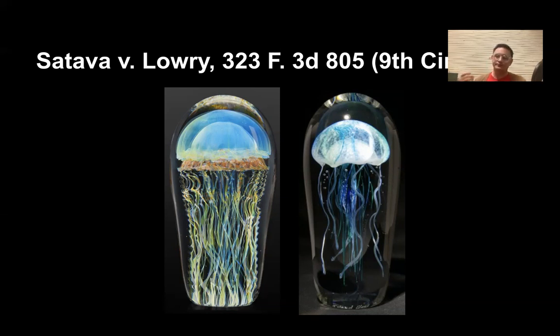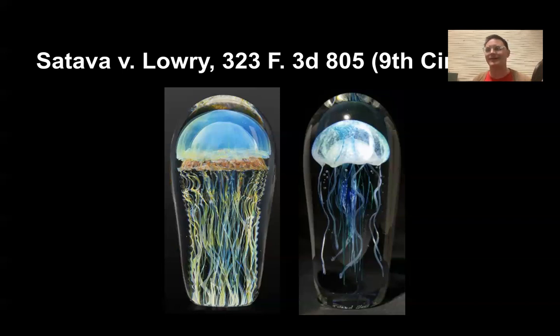The court says, look, you can own a copyright in the particular way that you expressed a glass jellyfish. So we can see a Satava glass jellyfish on the left. The Ninth Circuit says, look, you can own a copyright in that particular expression of a glass jellyfish, but you can't own a copyright in the idea of a jellyfish sculpture in glass. And the problem is Lowry didn't copy your jellyfish, right?